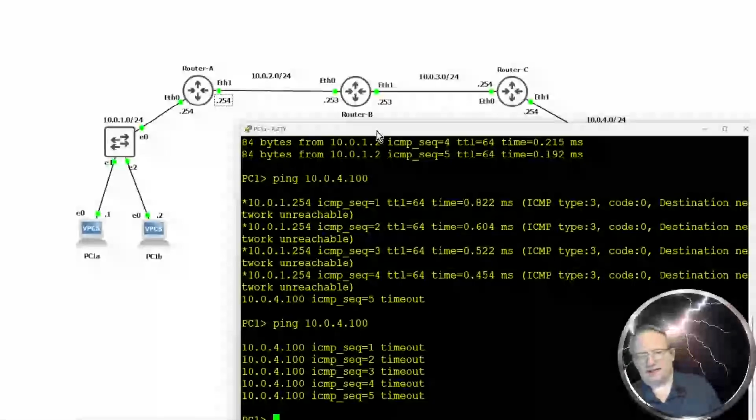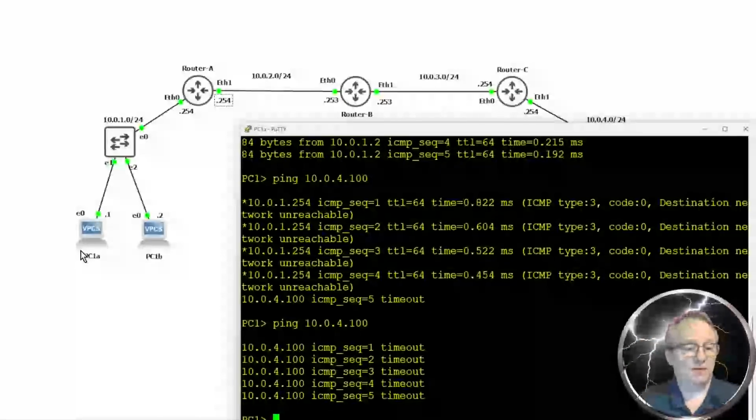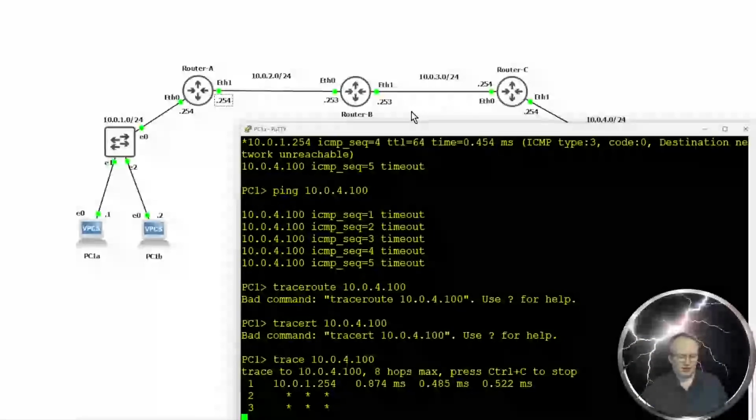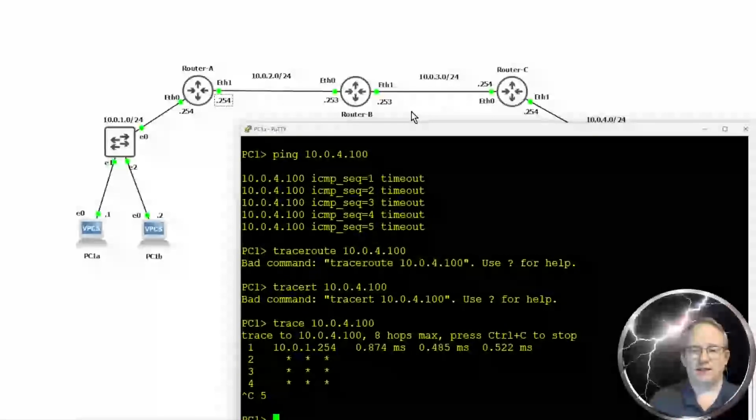But in this case, what's happening is PC1 sends it to router A. Router A sends it to router B, and it's never heard from again. At least that's what we're assuming. Now, if we wanted to make sure that was the case, we can run a trace route. The trace route comes up with a result that it gets to the first one, router A, and then it tries to go to router B, and router B is where it's lost. So we get that it's timing out.